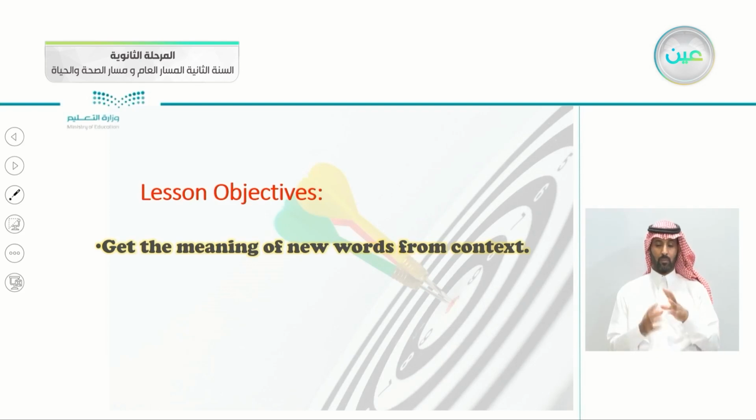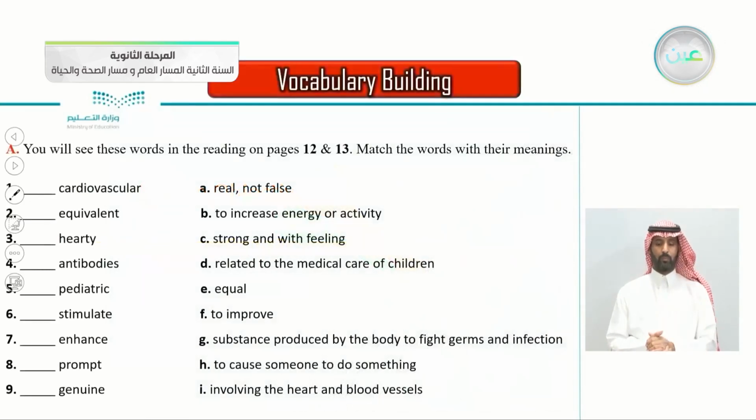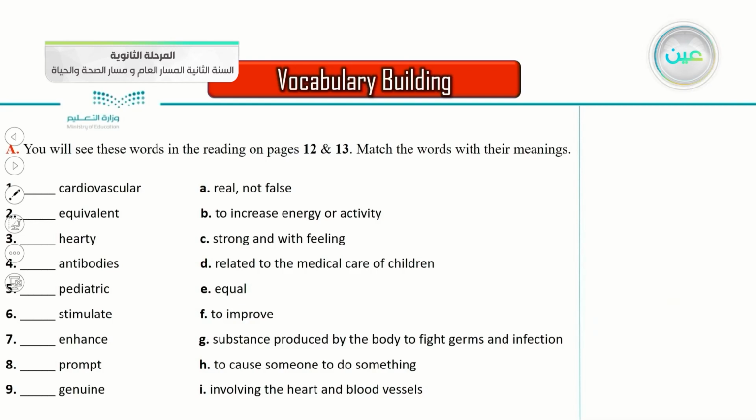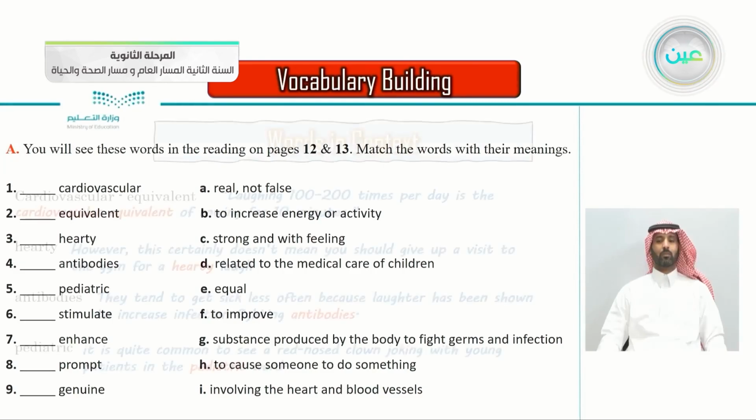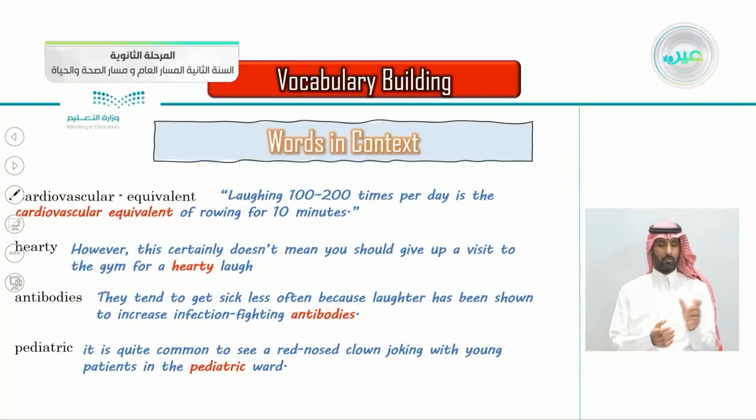Get the meaning of new words from the context. So this is the vocabulary building lesson. You will see these words in the reading on pages 12 and 13. Match the words with their meanings. So we'll be matching these words here from 1 to 9 with their meanings here from A to I. Of course, we have some words here: equivalent, hearty, antibodies, pediatric, stimulate, enhance, prompt, and genuine. So these are the words, but in the context from the reading lesson.